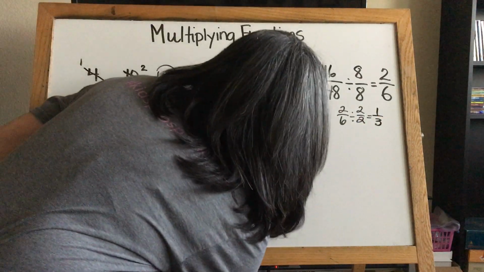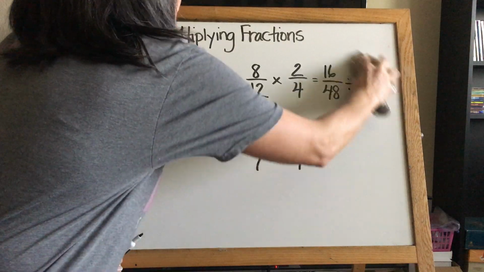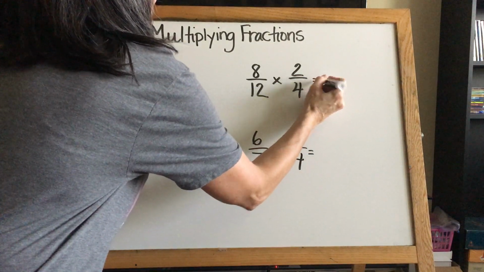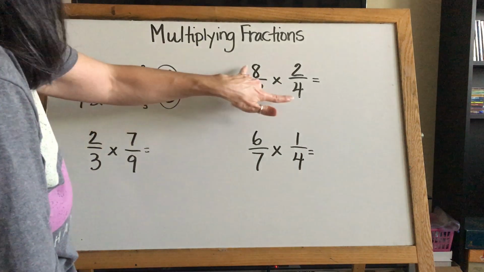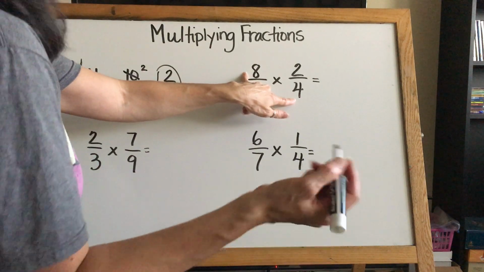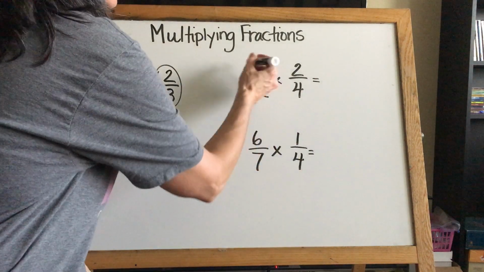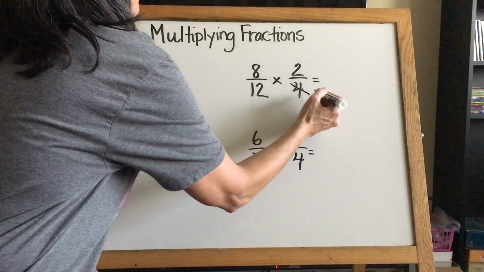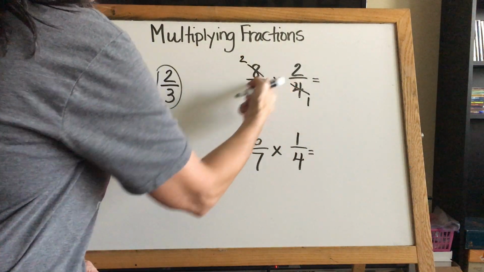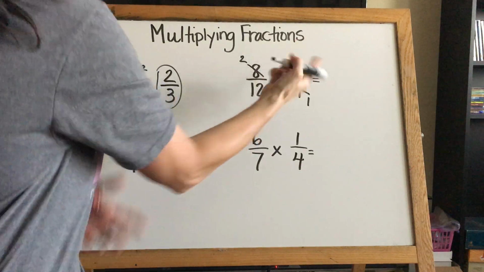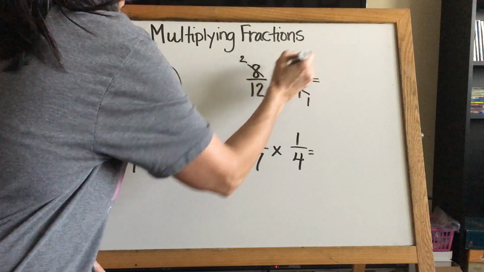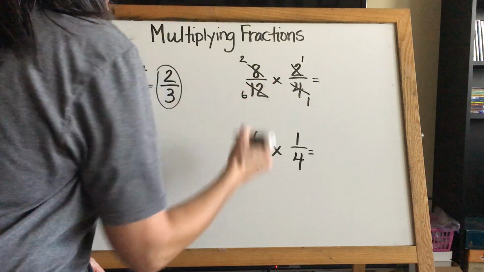Okay, so let's look again. Let's do the same thing. Let's see if we can simplify this before we multiply it, okay? So we have 8 and 4. Well, what's their greatest common factor? Well, obviously 4 goes into 8, so the greatest common factor is going to be 4. So we're going to divide both of these by 4. So 4 divided by 4 is 1. 8 divided by 4 is 2. Well, these are both even, and this is a 2, so we know we can reduce both of these by 2. So 2 divided by 2 is 1. 12 divided by 2 is 6.